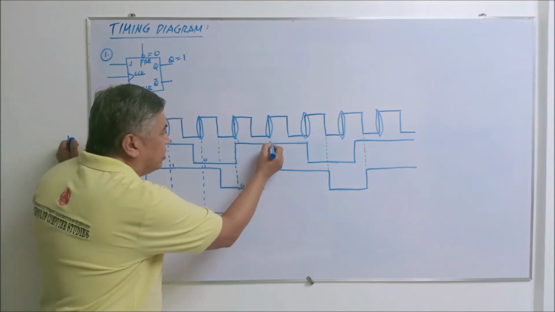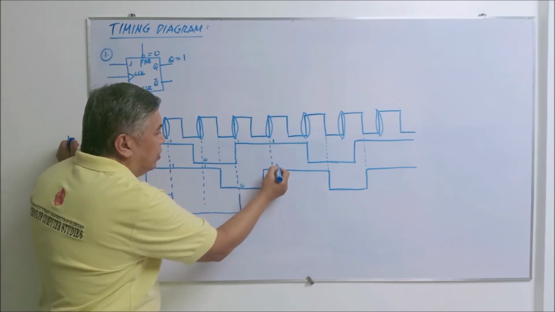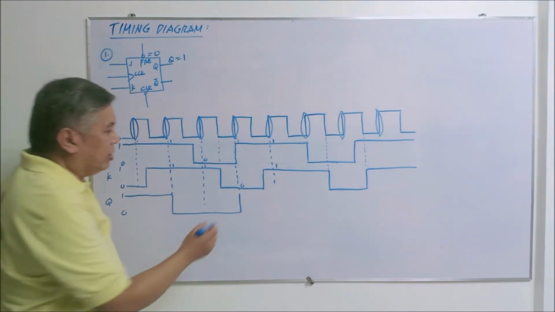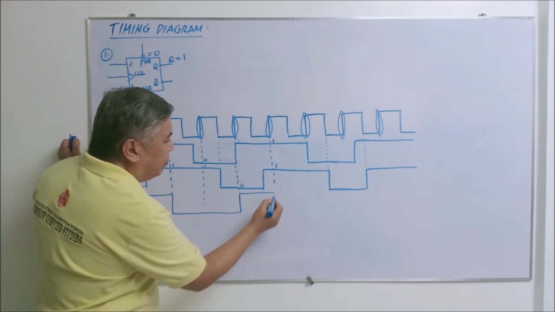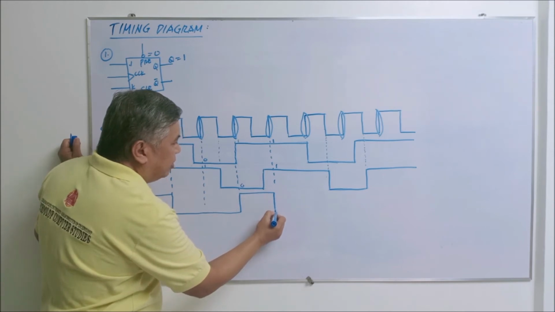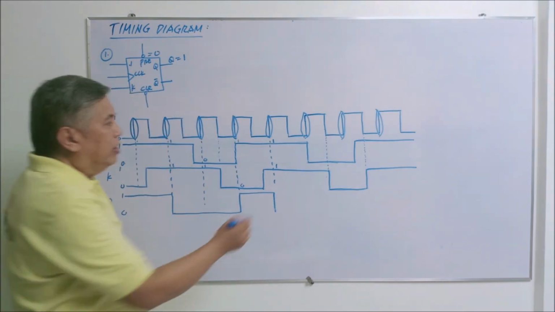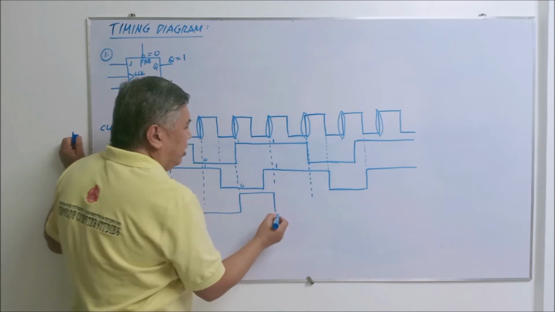Then, in this case, we have 1, 1. That means it will toggle. What is toggle? Okay, 1, 1, toggle means last state inverted. The last state is 1, so it becomes 0. Okay, then we consider again this particular condition here.